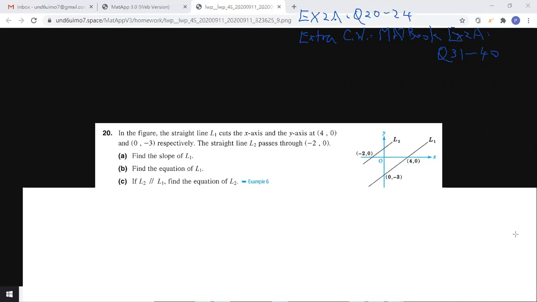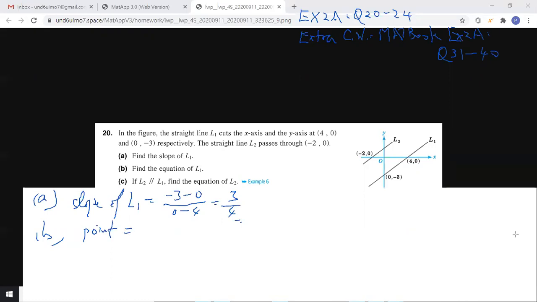So number 20, slope of L1. We have information about 2 points on L1, so we can just find the slope by the slope formula. Slope of L1 will be equal to y2 minus y1 over x2 minus x1, and then it is 3/4. So that is the answer. Part B, find the equation of L1. We have found the slope of L1 and we have 2 points, so we can just choose a point. Normally I will choose the point with no negative number, so that is (4, 0).